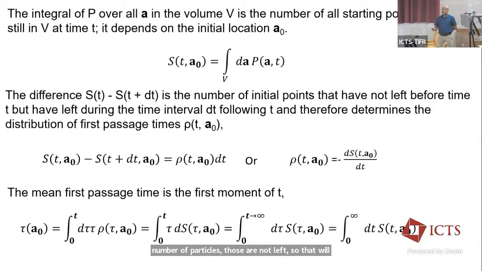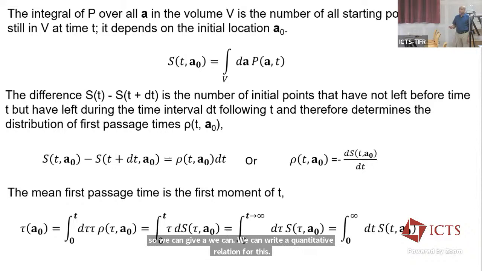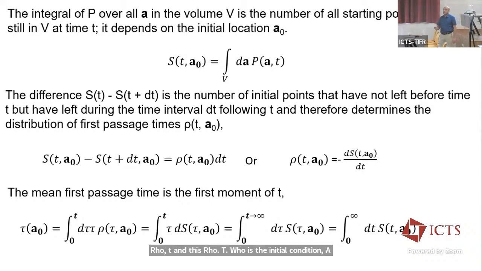So this quantity is also the number of particles or number of variables that are not left beyond that boundary. So we can write a quantitative relation for this rho(t). And this rho(t), with an initial condition a0, is nothing but the minus of del S del t. From this relation actually we can write.